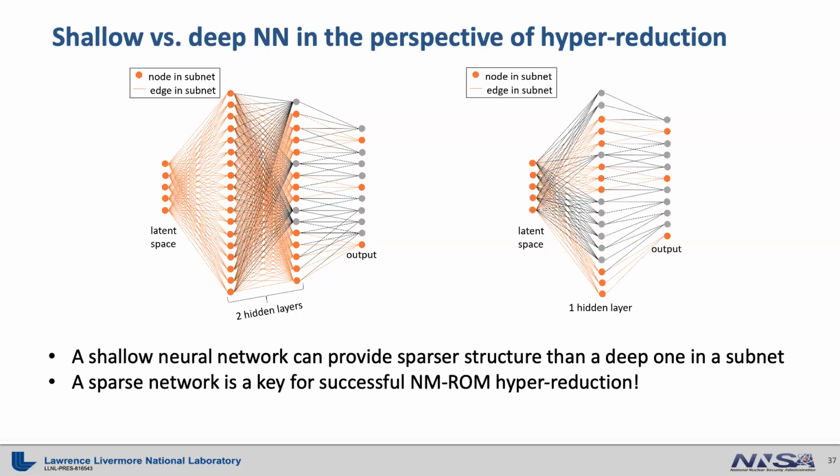On the other hand, if the neural net is shallow, meaning you have only one hidden layer and it is sparsely connected, then you can get efficiency through hyperreduction with these selected outputs, because not many hidden nodes are involved in computing the selected outputs.